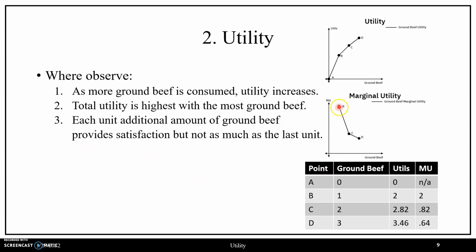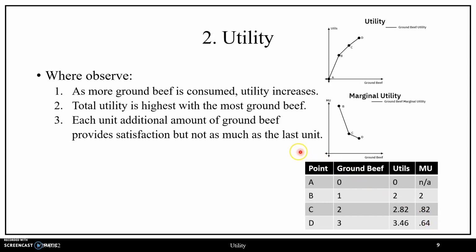So we see that marginal utility in terms of our graph everywhere is positive in terms of the vertical and horizontal axis. And in terms of our table representation, going from A to B, B to C, and C to D, going from A to B, utils is going from 0 to 2, so marginal utility is 2, that's positive. Going from B to C, utils is going from 2 to 2.82, so the difference between those two, 0.82, we also see is positive. And going from C to D, 2.82 units of utils to 3.46, the difference between these two is 0.64. This also generates us positive marginal utility.